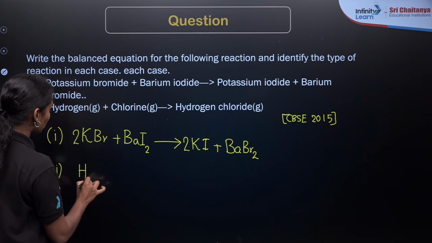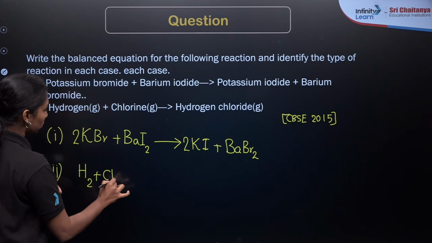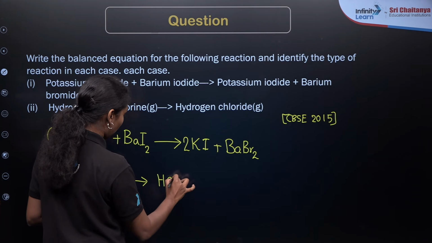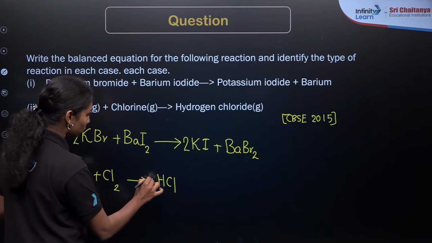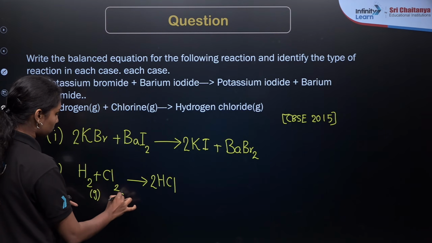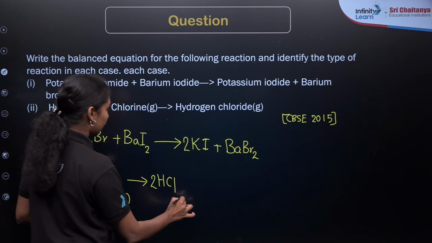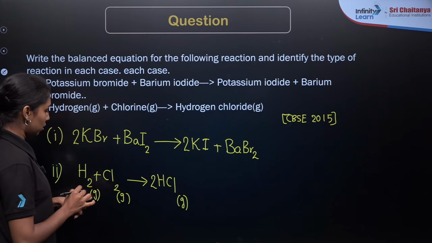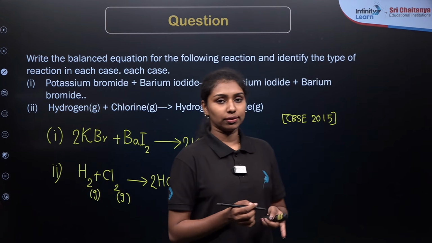Hydrogen, right? So H2 plus Cl2 gives hydrogen chloride, that is HCl. We need to balance the number of atoms, that will be 2 over here. So H2 plus Cl2 gives 2 HCl, which is given in the gaseous form. This is again gaseous form. This is again gaseous form, right? So while writing the balanced equation, we need to mention the physical state also if they are given.